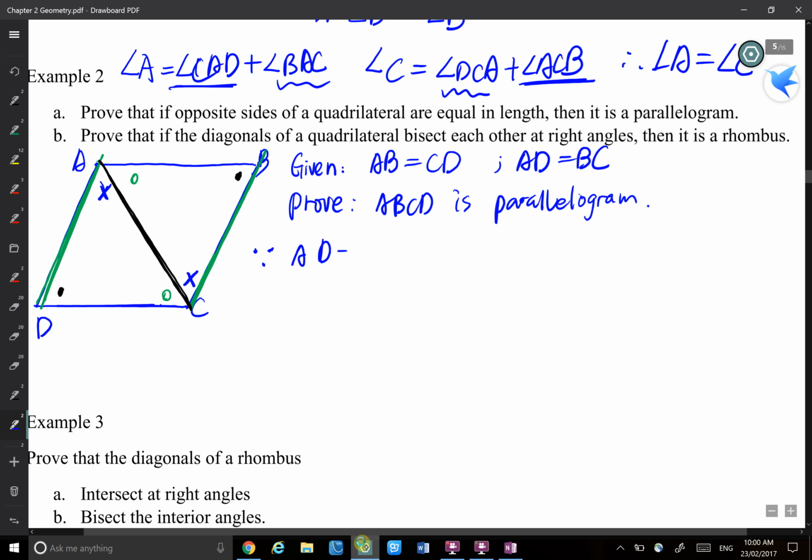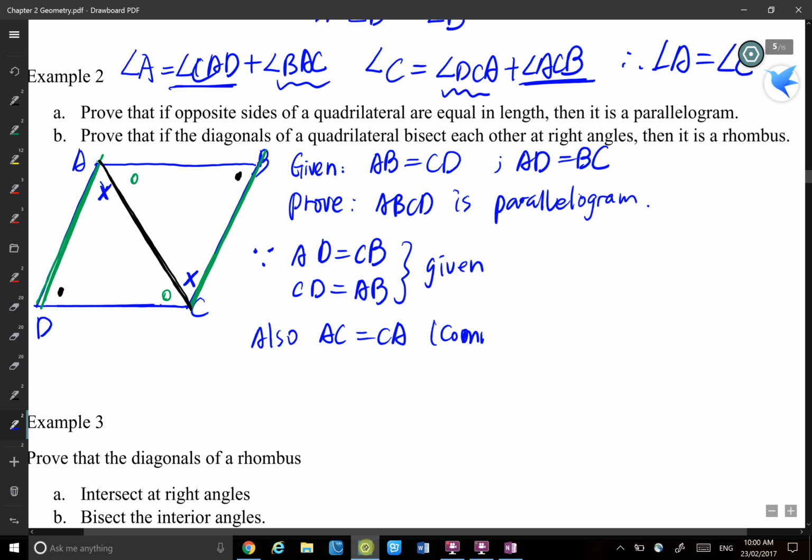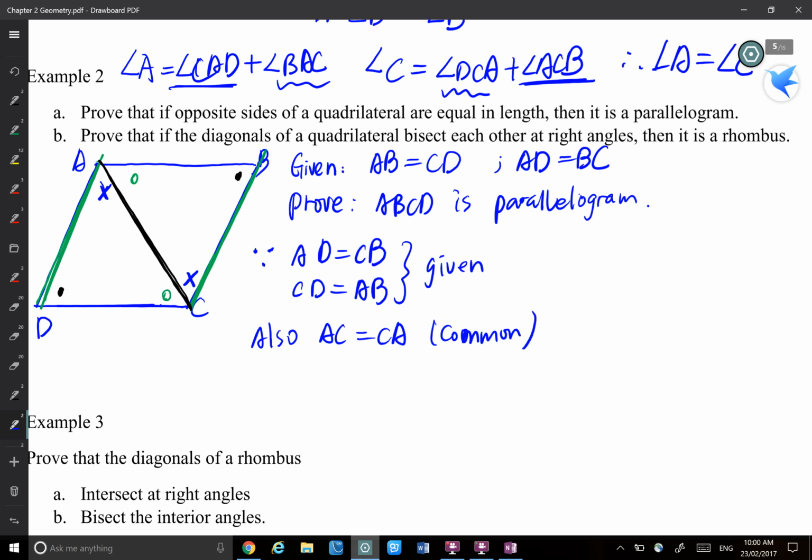Because AD equals CB and CD equals AB, that's the given information, because the opposite sides are equal. And also AC equals CA, that's the common side.